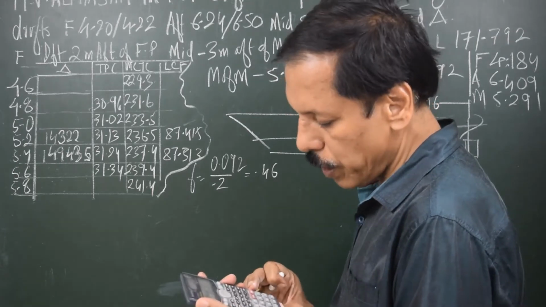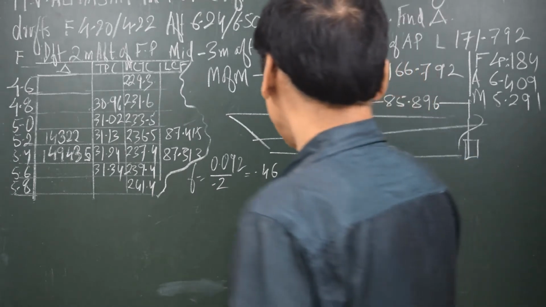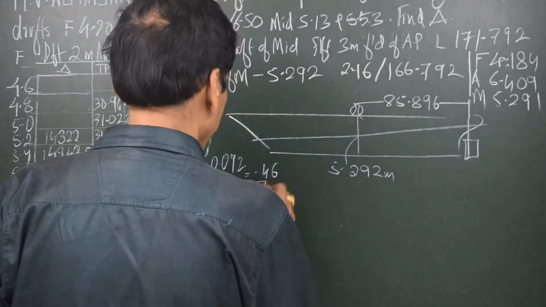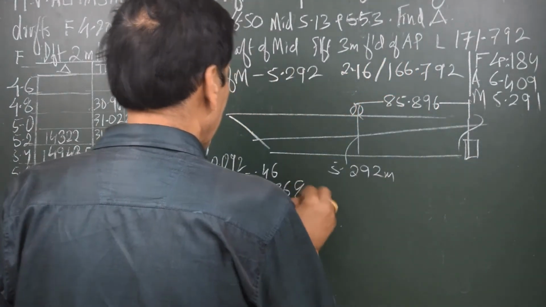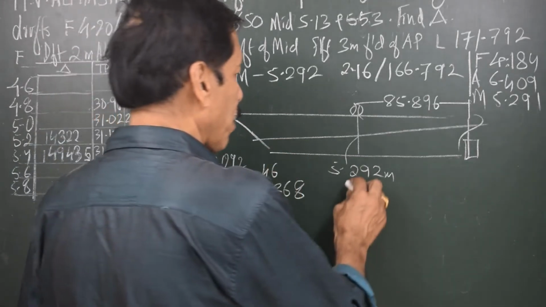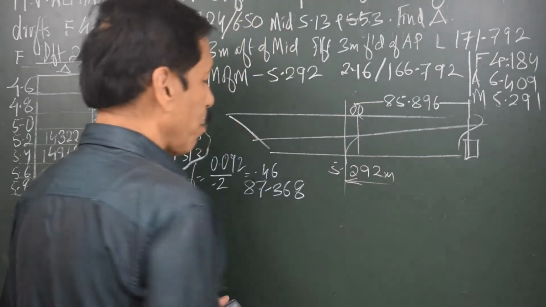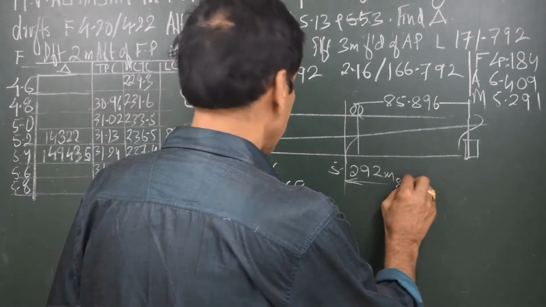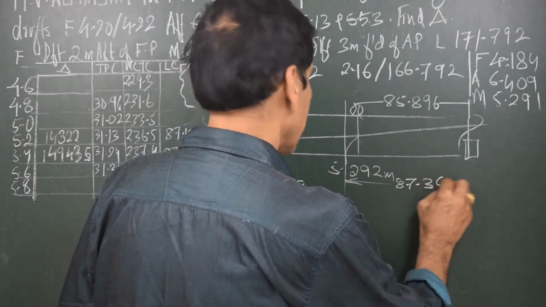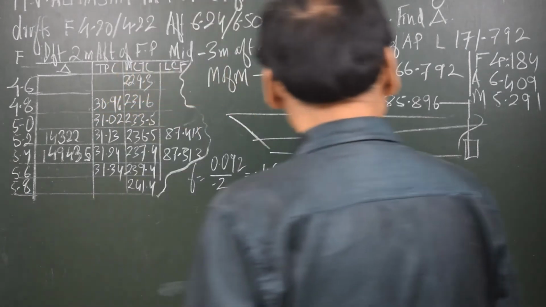87.415 gives me 87.368. 87.368 is the position of center of flotation from the aft. So that means the center of flotation is forward of midship. So that is 87.368, the position of center of flotation.